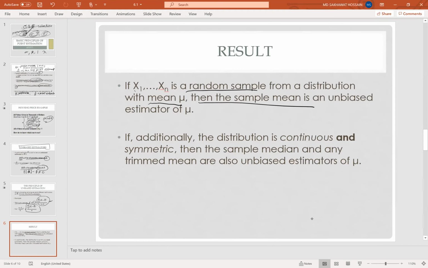Okay, so if additionally the distribution is continuous and symmetric, then the sample median and any trimmed mean are also unbiased estimators of mu. Why is this true? This is true because when the data is continuous and symmetric, the sample mean and sample median are the same, and the trimmed mean is also the same. So the trimmed mean, the median, and the sample mean are all the same. That's why all of them are unbiased estimators of mu.